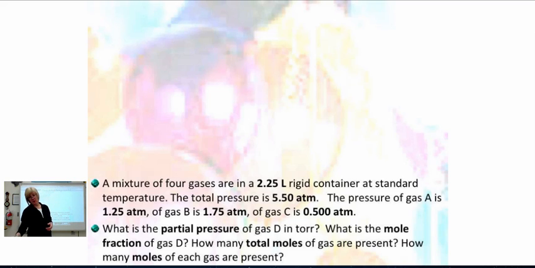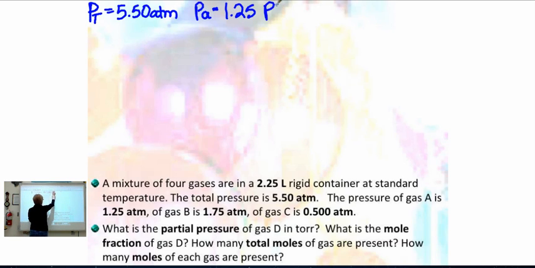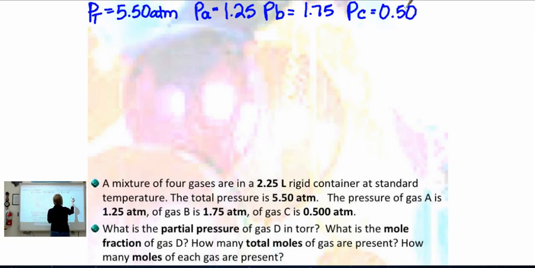How many moles of each gas are present? So again, it's a partial pressure and mole fraction problem. So to get the total pressure, it said that it's 5.50 atm. If we subtract from that all of the other pressures, we have the pressure of A is equal to 1.25, the pressure of B is equal to 1.75, the pressure of C is equal to 0.50. So if we subtract that, we know that the pressure of D must be equal to 2.00 atm.